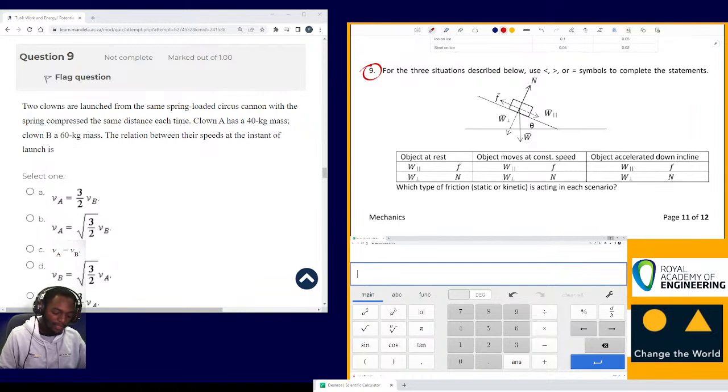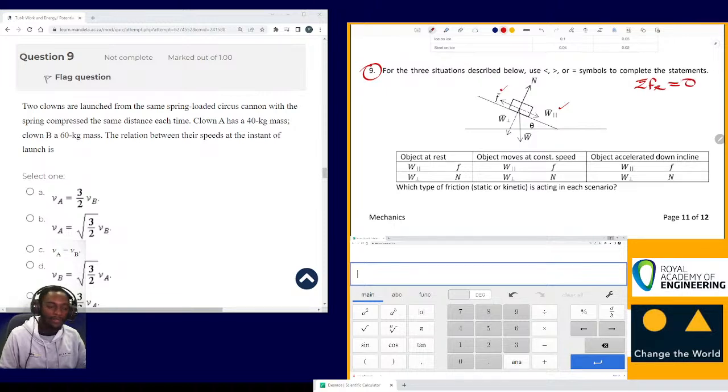Okay, so if the object is at rest, how is the component of the weight parallel to the slope going to be compared to the frictional force? If the object is at rest, it means there is no motion. The resultant force is 0, both in the x and in the y axis. The forces acting on the x-axis are the component of the weight down the slope, which is this one, and the friction. So for the object to be at rest, the summation of forces in the x is equal to 0.